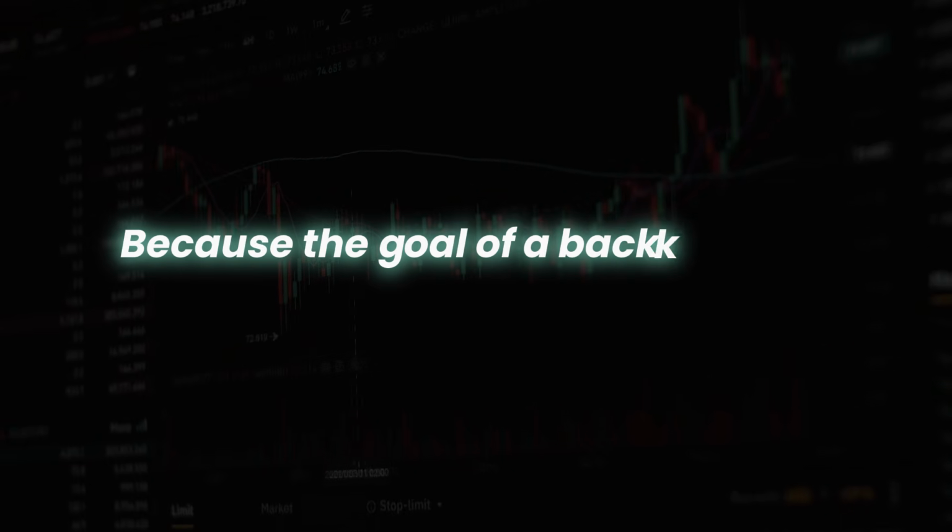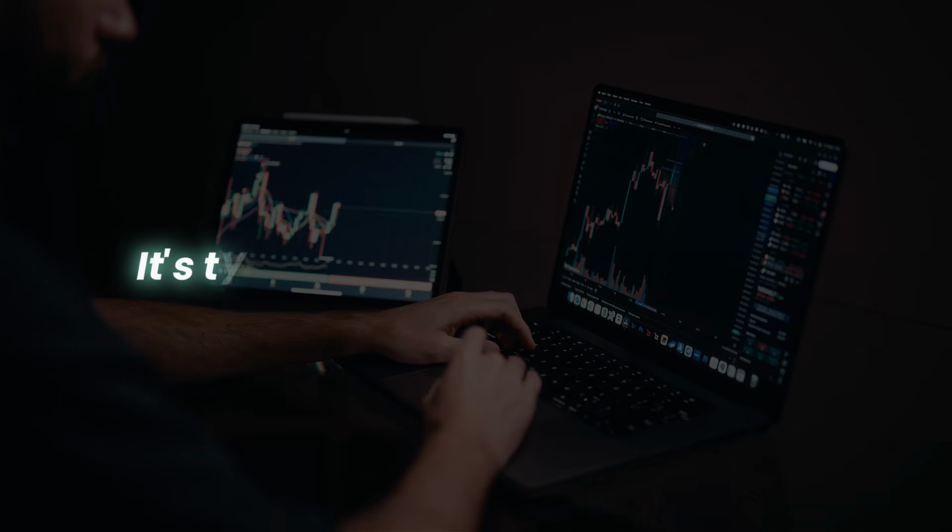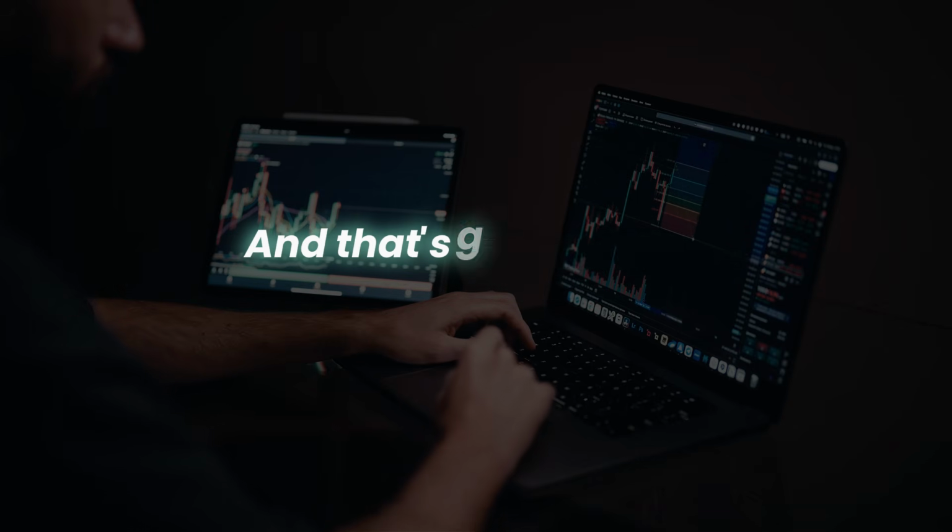Because the goal of a backtest isn't to prove your strategy works. It's to find out how easily it breaks. And that's the test that actually matters.